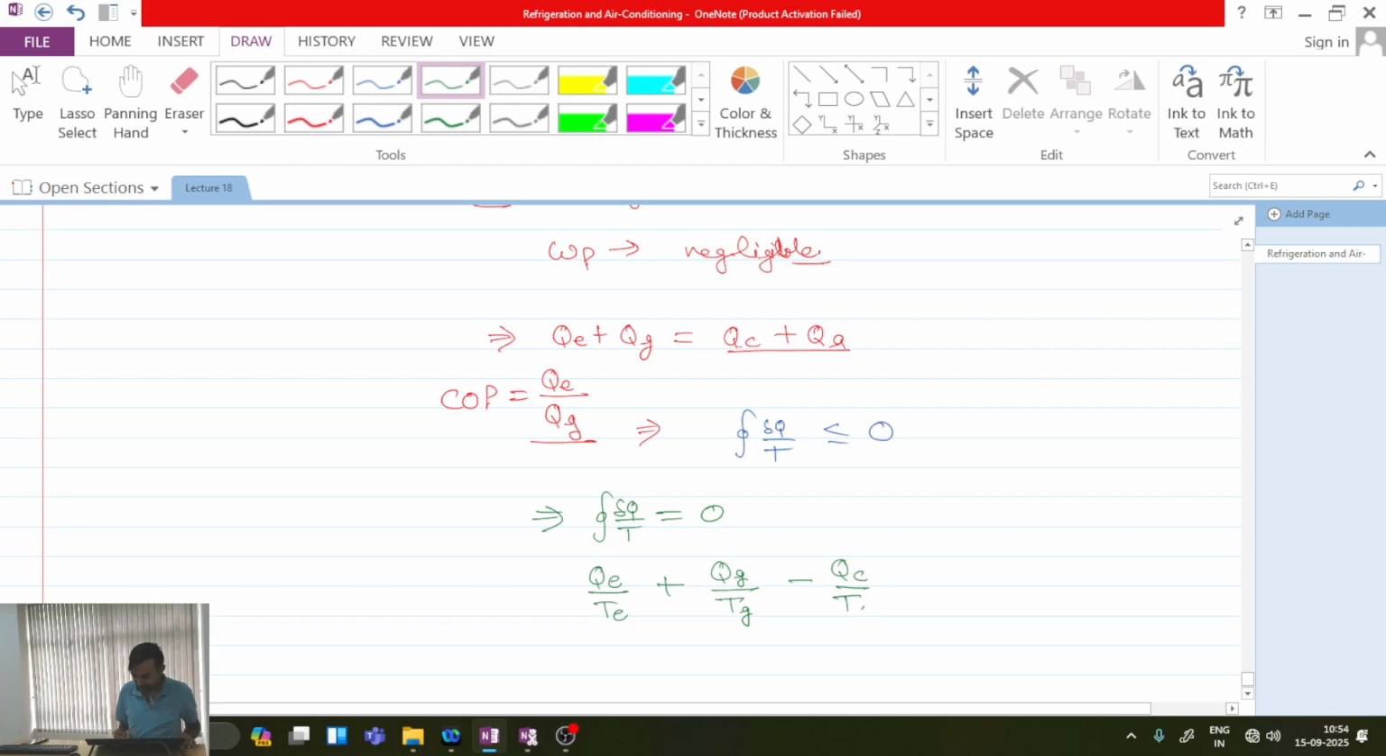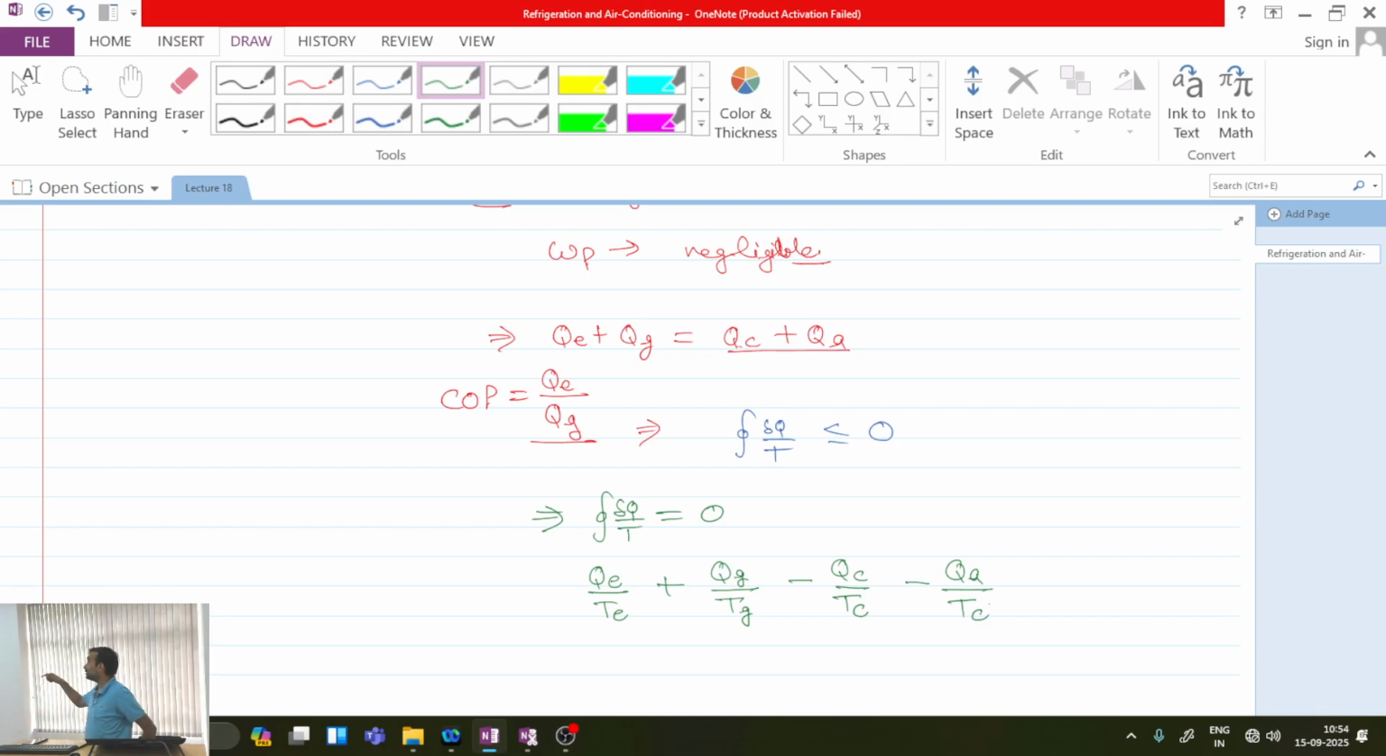Minus QC by TC and minus QA by TC. It is also TC. Why? Because in the condenser I am rejecting heat to the ambient. In the absorber also I am using only the ambient water to cool the solution. So it means both are rejecting the heat to the ambient.